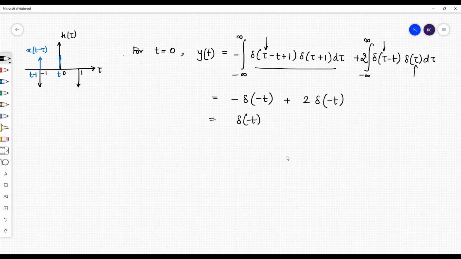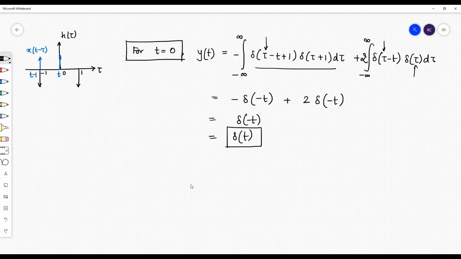And because we know the property of the delta function, delta t and delta minus t, because it's situated at 0, if you take it or its reflection, it doesn't matter. So this is the same as delta t. Okay, so for t equal to 0, we would have one impulse of unit strength.